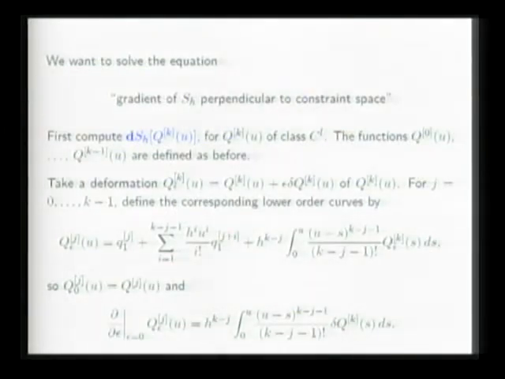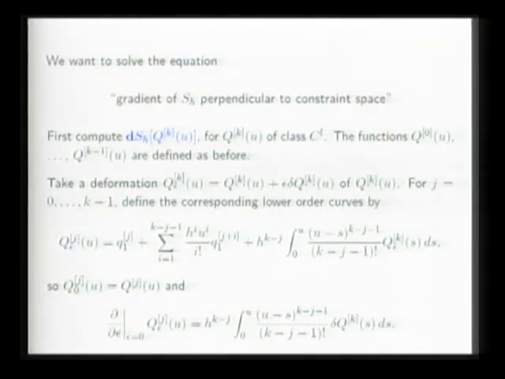What we want to do is to solve the equation, which we could write like this. The gradient of SH, of our objective function, should be perpendicular to the constraint space. So first, let us compute this. We know that SH is C^(k+1) at a point qk, which is a curve of class C^l, either 0 or k. So you take a deformation of that curve.